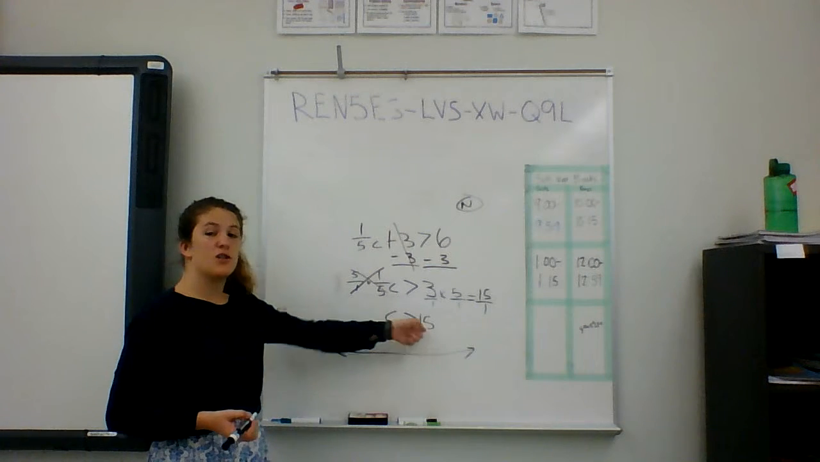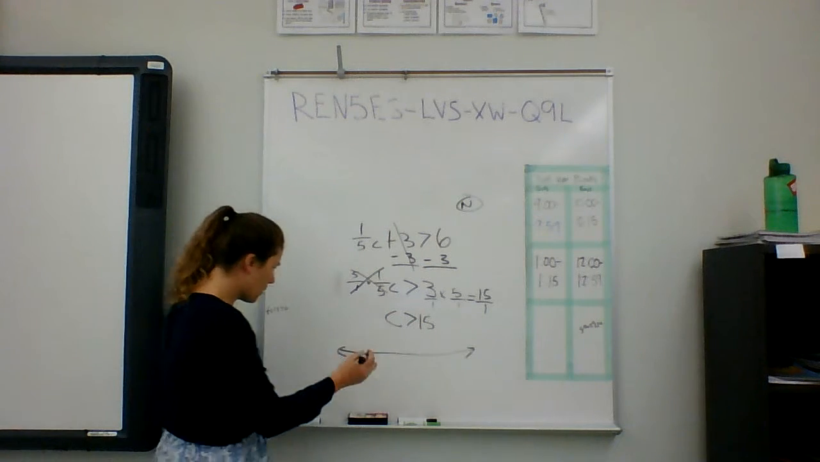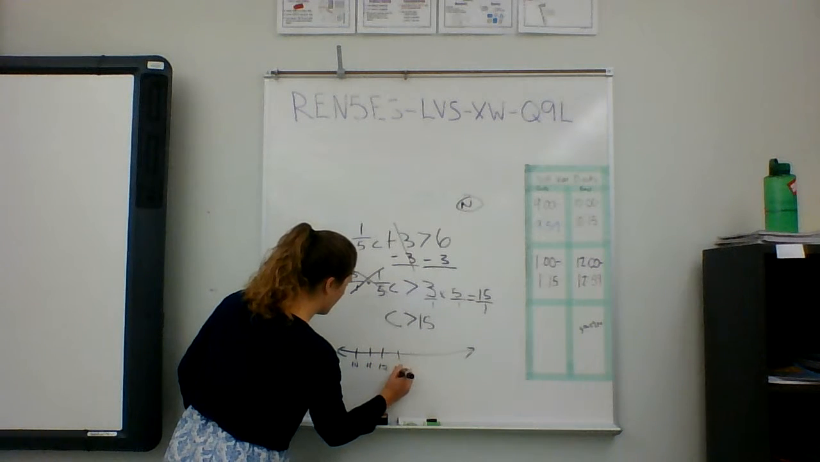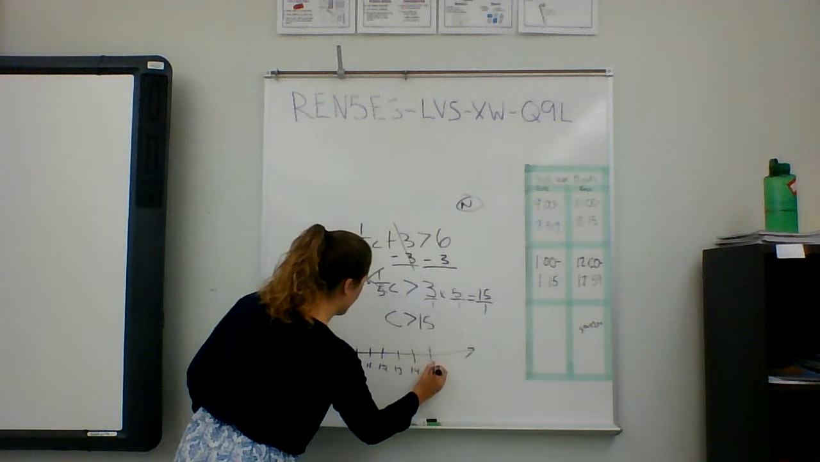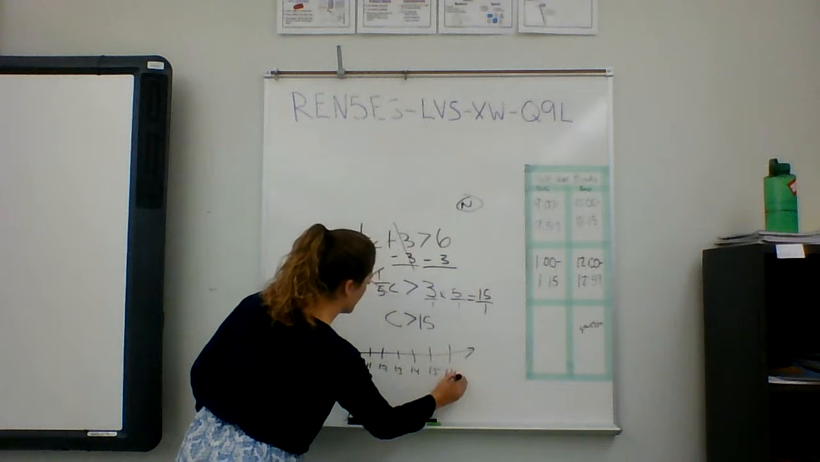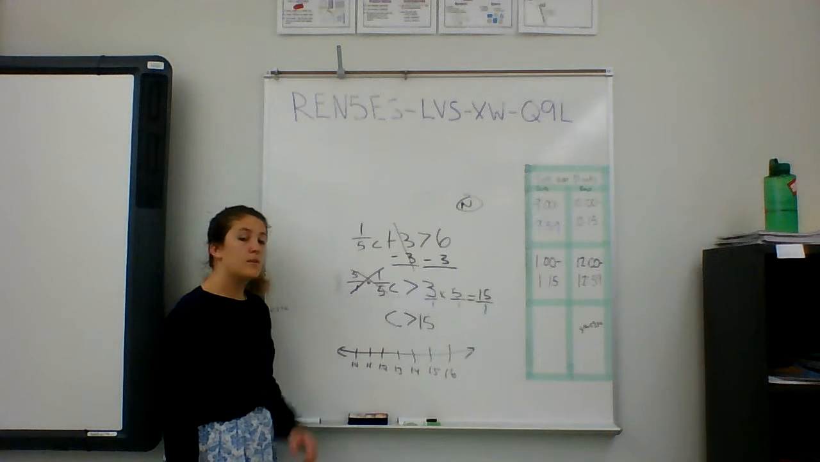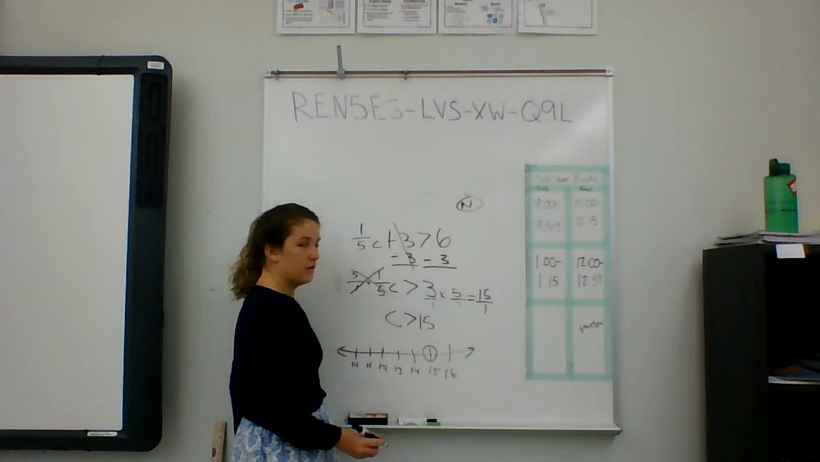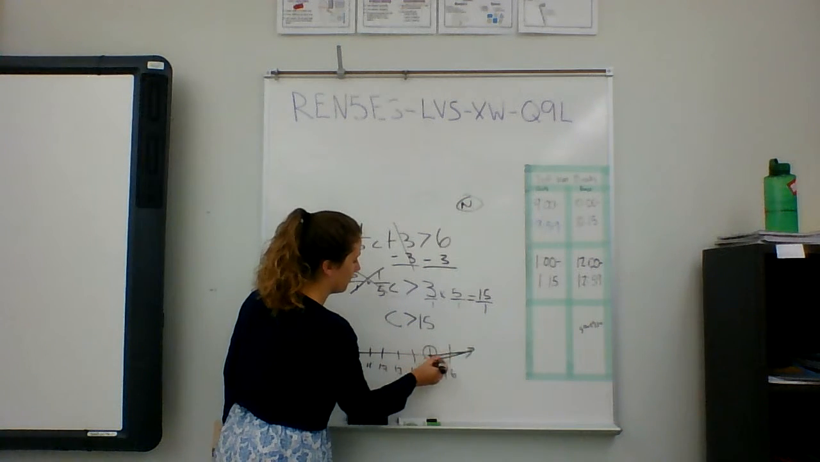I see that this is a larger number, so I'm going to draw my number line accordingly. I'll do 10, 11, 12, 13, 14, 15, and I'll throw in 16 as well. It's going to be greater than 15 because there's no or equal to. It's an open circle. I'm going to shade everything to the right.